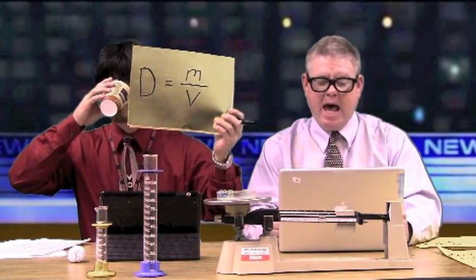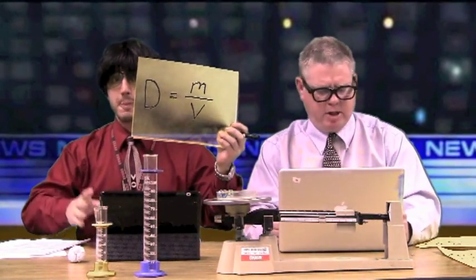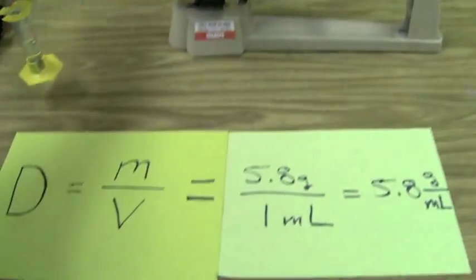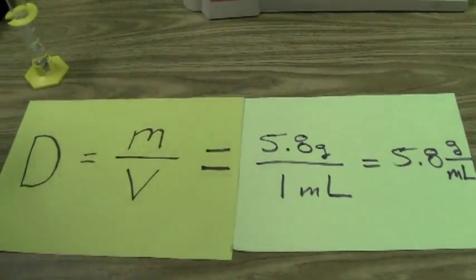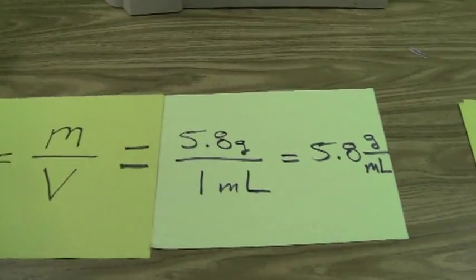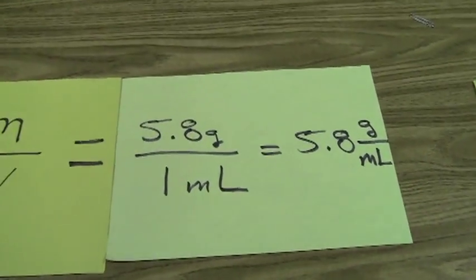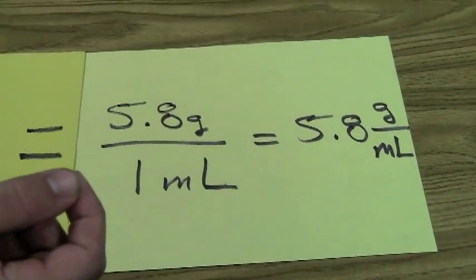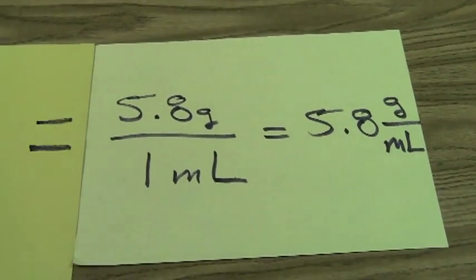Now that we finally have a mass and volume, we can find density. Density is the mass divided by the volume of an object. So, plugging this back into our equation, the mass of the marble was 5.8 grams over 1 milliliter, giving us a density for the marble of 5.8 grams per milliliter.